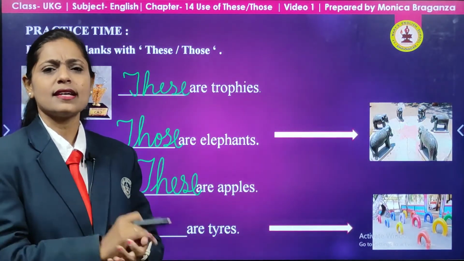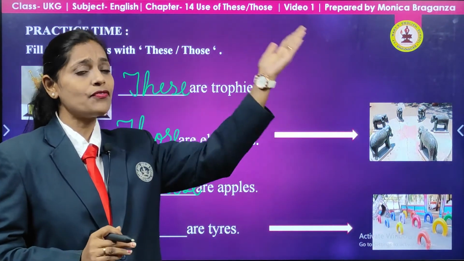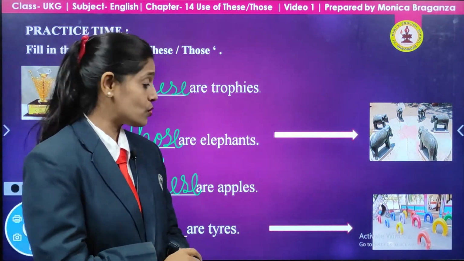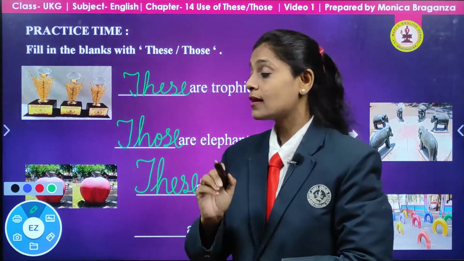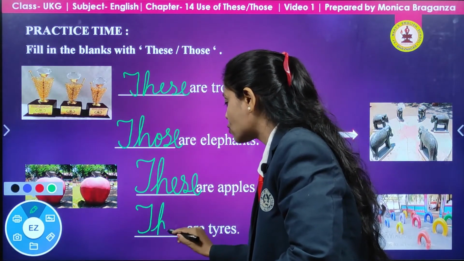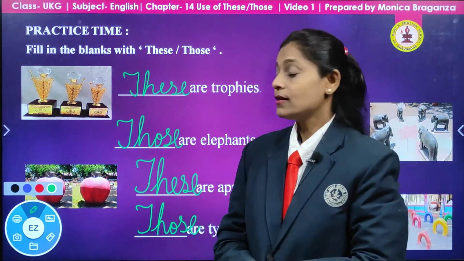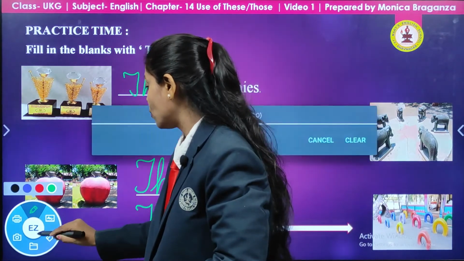Now look here. Yes, there are many tires. But can you see that arrow? Yes, it means they are far from us. So what are we going to write, children, if things are far from us? Correct. We are going to write T-H-O-S-E, those. Right. So we are going to do a few more things.